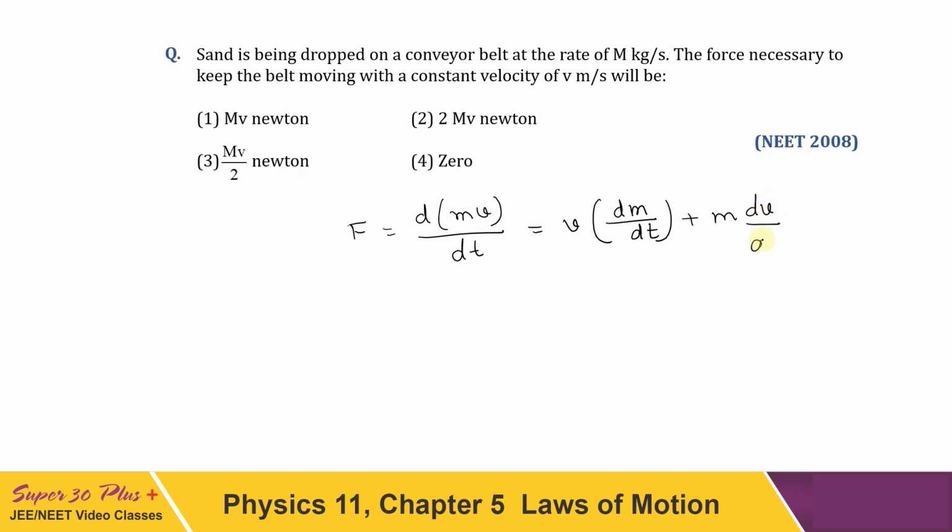But here it is mentioned in the question that it is moving with a constant velocity v. So this term will reduce to 0. That is equal to v. And what is dm by dt here? It is given that mass is changing at a rate of m kg per second. So that is the value of dm by dt. If we substitute here, F will be m into v Newton, which is our option number 1.